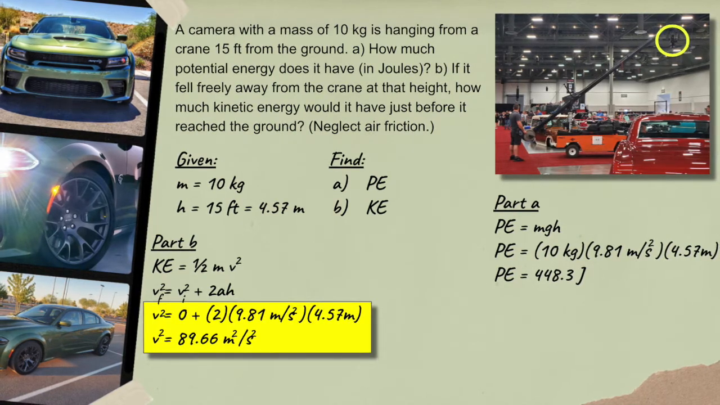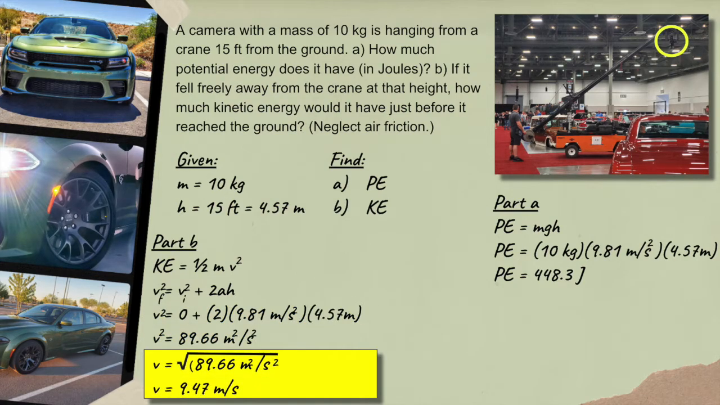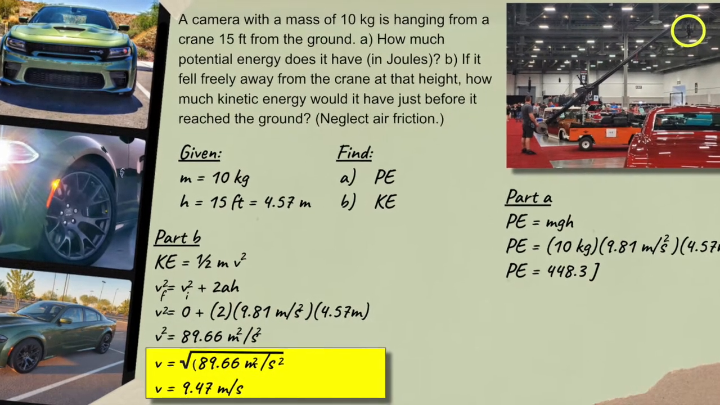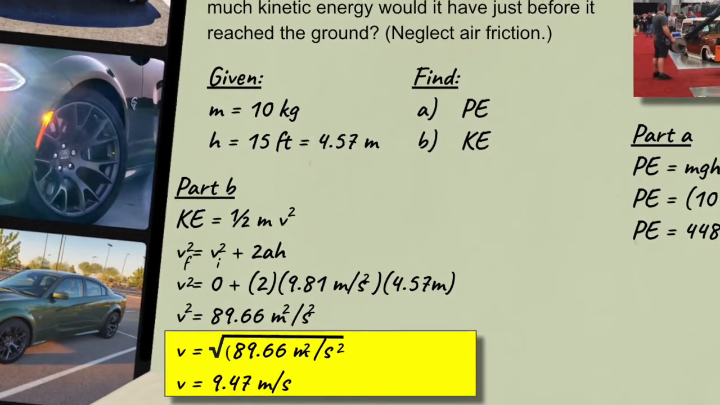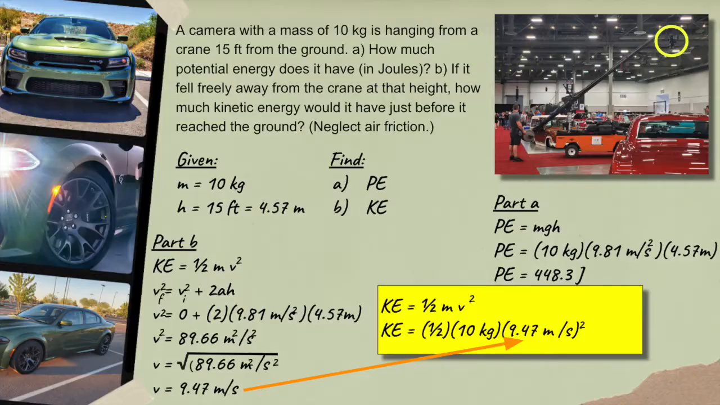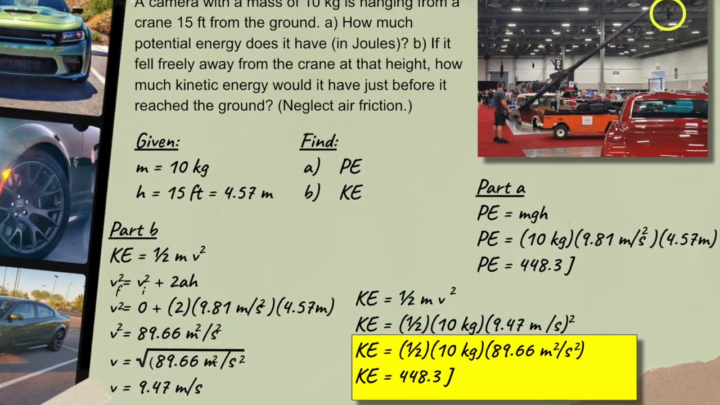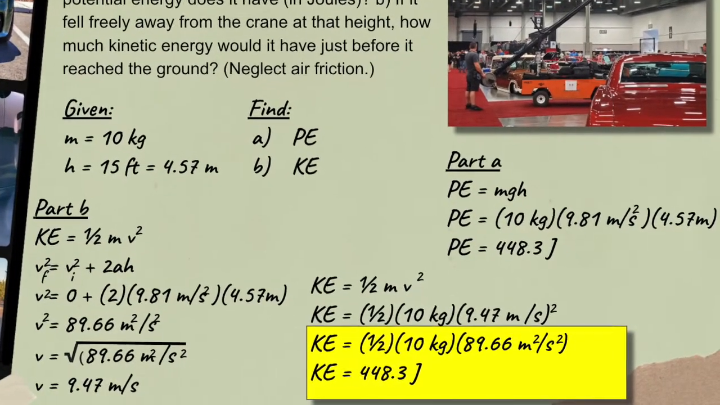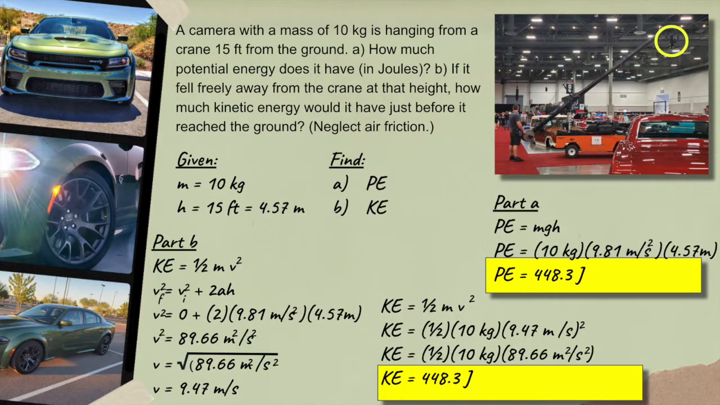But be careful, this is V squared, not V. To get V, we must simply take the square root, and that leaves us with V equals 9.47 meters per second. So now we can find our kinetic energy by plugging in our velocity and all of the other variables. So we get KE equals 448.3 joules.